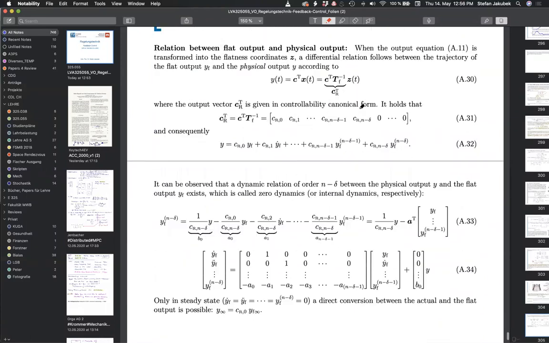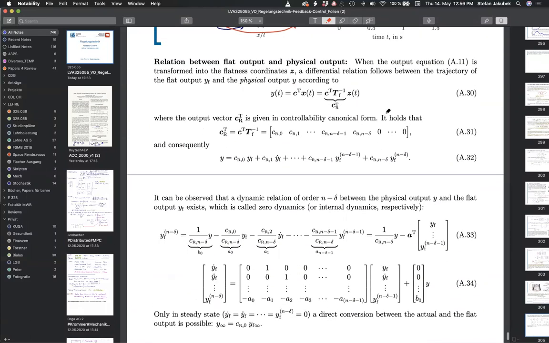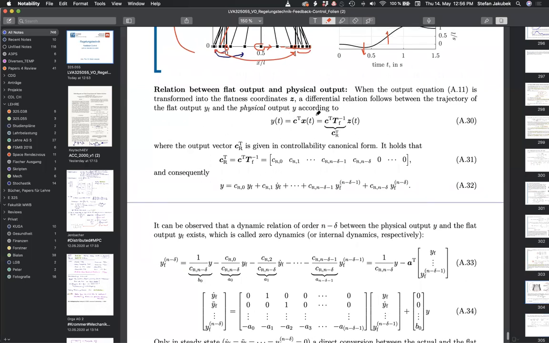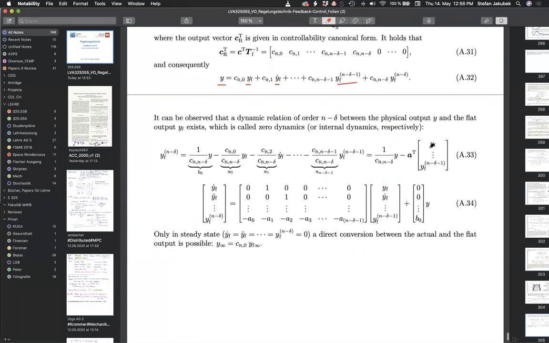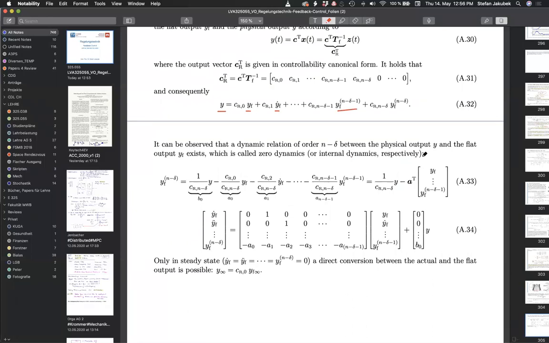So there's one last section, sorry, which is about how to relate the actual physical output to the flat output, which is given here. So normally this looks like this. This is just a number of matrix manipulations which you would like to look at. And what you can see here is that the relation is actually that one. So you can see that the physical output eventually is the flat output, but it's also a linear combination of its derivatives, okay? So this is the way how this is actually done. Okay, good. So this is all as for the lecture.